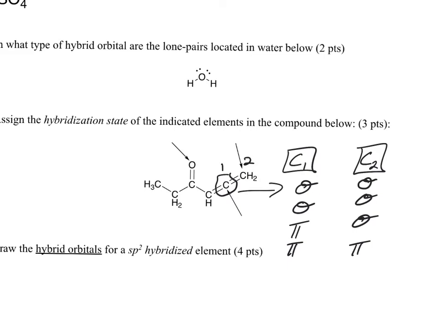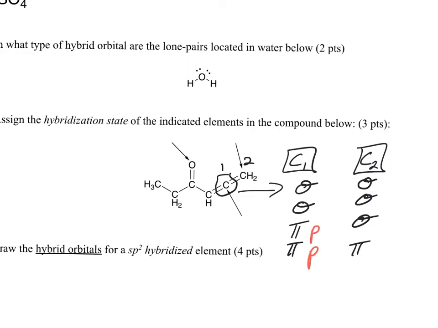Now, what's the hybridization state of C1? How many pi bonds does it have? 2. Therefore, it has to have how many of these guys? Show me your p orbitals. See them? Got your p orbitals out, ready to make some pi bonds, right? If you have a pi bond, you must have a p orbital, right? So if you have 2 pi bonds, how many p orbitals must you have? 2. So I'd have a p and a p.